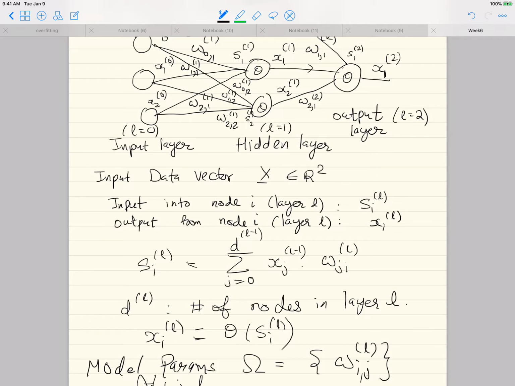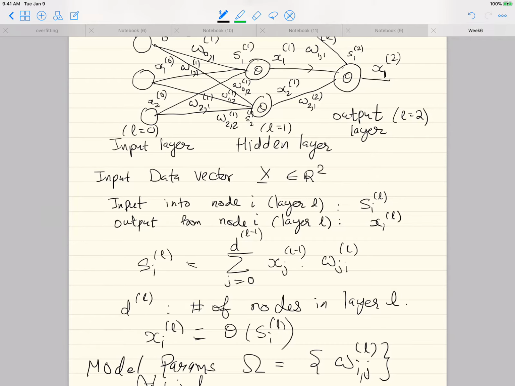Here, right here, output from node i, layer L is x_i of L. Good? So for exponents, there's no parentheses beside, right? Yeah, I should put the parentheses for the layers and for nodes I don't, just to emphasize. But the main point is superscript is the layer, subscript is the node index. That is the important thing.